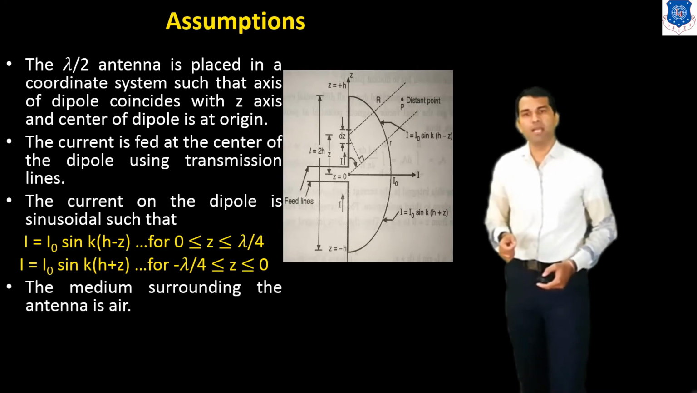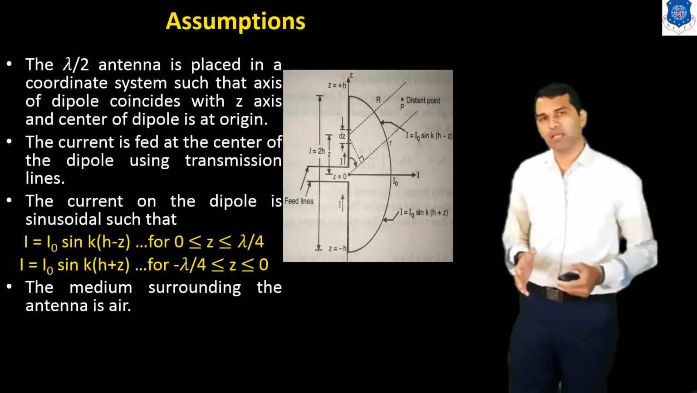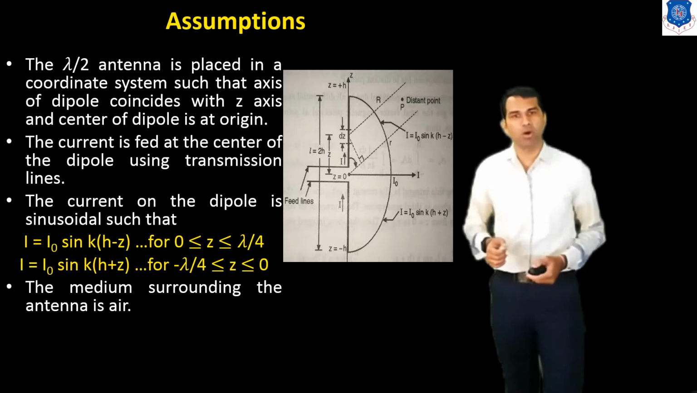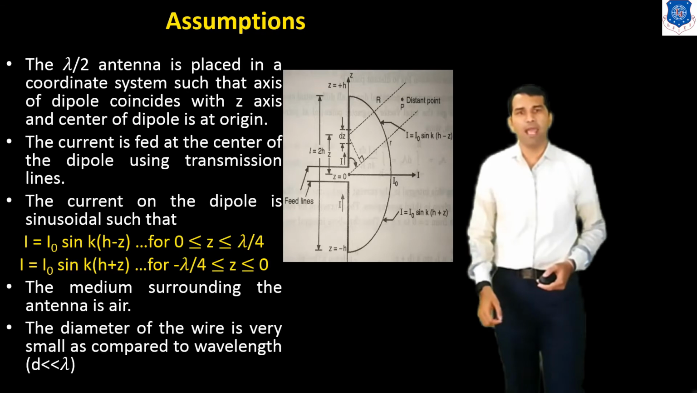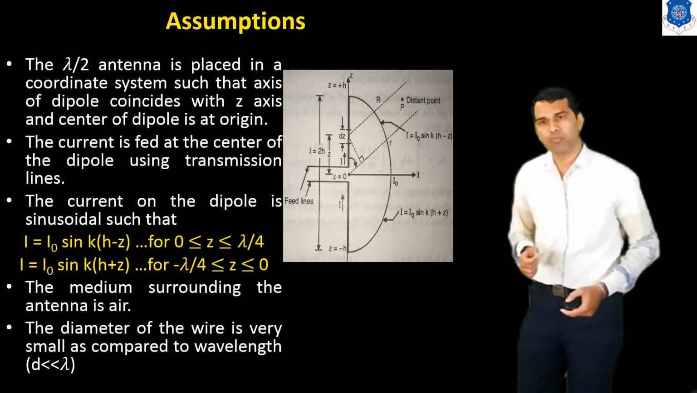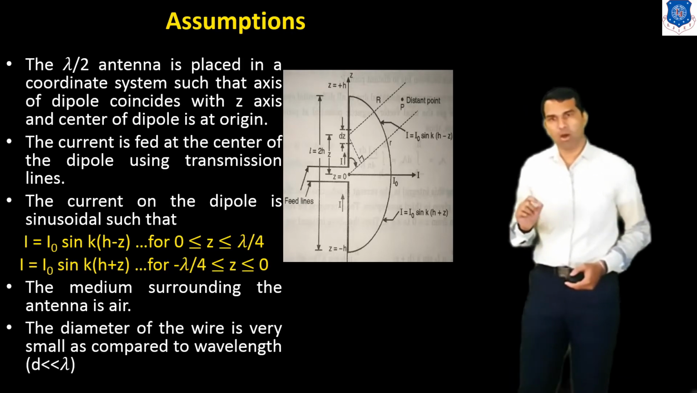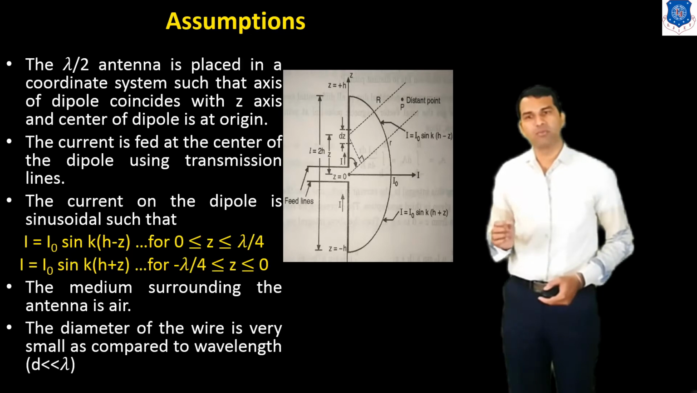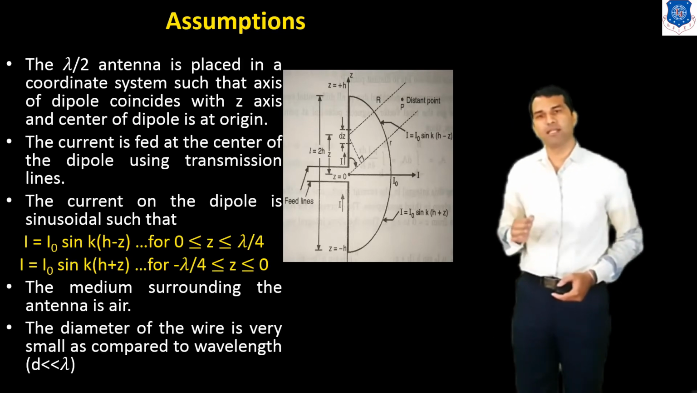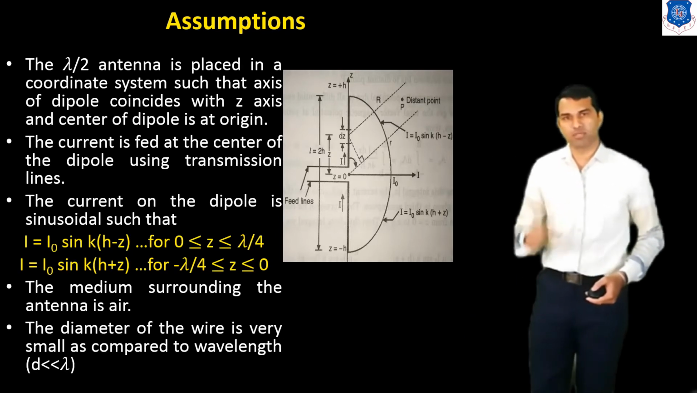Next, the medium surrounding the antenna is air. So here we take another assumption: the surrounding medium of this antenna is air. And the last one, the diameter of the wire is very small as compared to the wavelength. So we can write that D is very much less than lambda. So these are the assumptions.